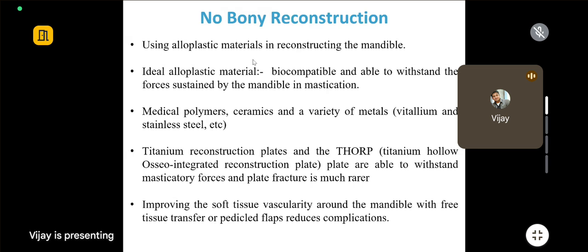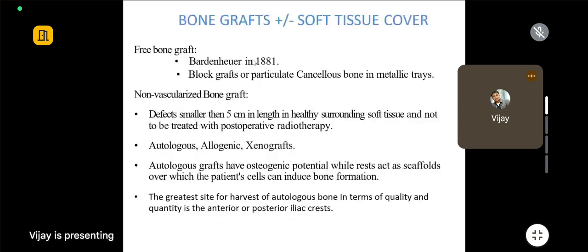But the thing is, there is a complication of plate exposure following radiation or anything. Improving the soft tissue vascularity around the mandible with free tissue transfer or pedicle flap reduces all these complications. So, bone graft plus or minus soft tissue coverage.